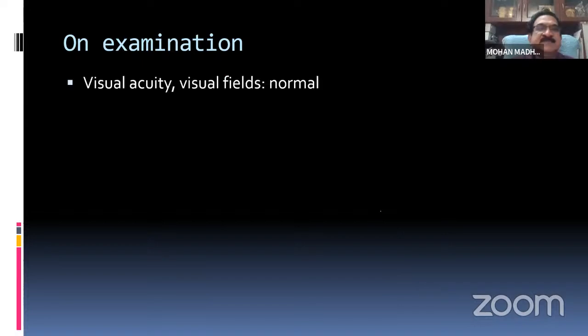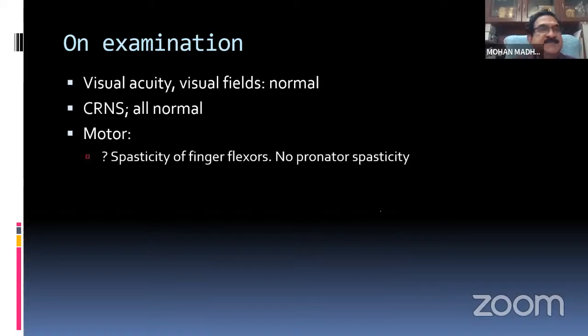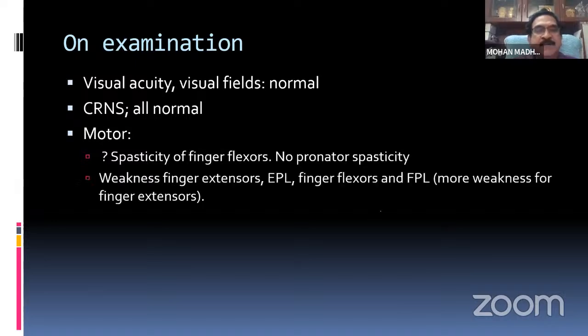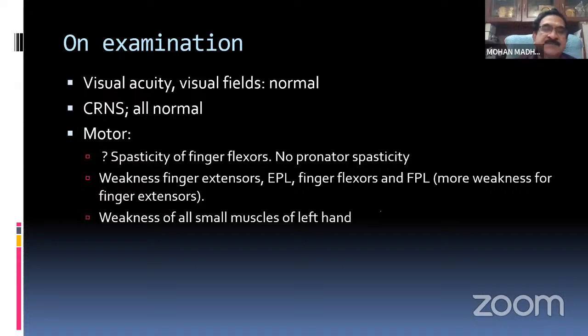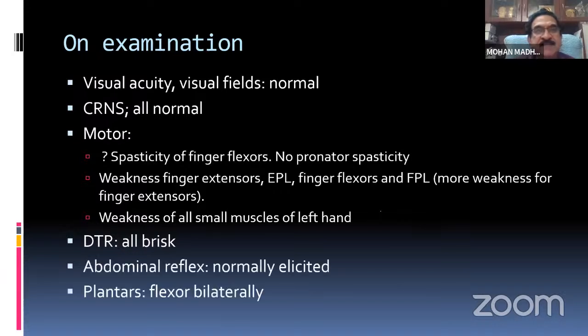So that's on examination: visual acuity normal, fundi normal. Motor: query spasticity in the finger flexors, no pronator drift. Weakness of finger extensors, extensor pollicis longus, finger flexors, flexor pollicis longus, but maximum in finger extensors, extensor pollicis longus and abductor pollicis longus, and weakness of all small muscles of the left hand. DTR all brisk, abdominal reflex normally elicited, plantar flexor bilaterally, sensations all normal.